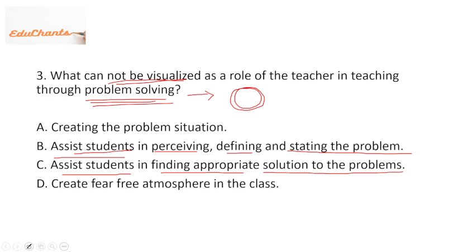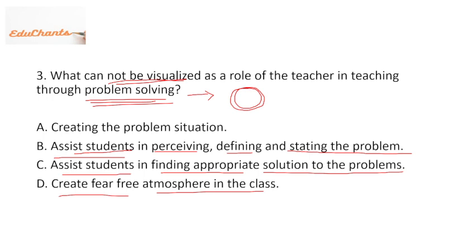Then create a fear-free atmosphere in the class. Now, everywhere there are punishment-free zones. So you have to put them in a situation or atmosphere where they are very much free to exercise their own power. That means they are free from fear. We should not punish them, we should not threaten them like this.